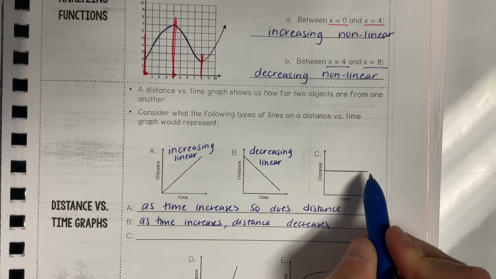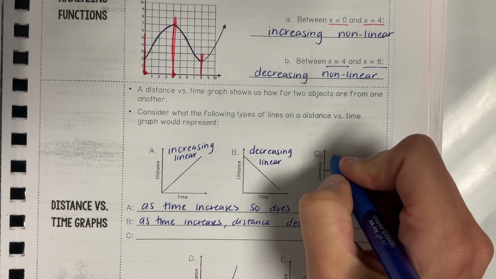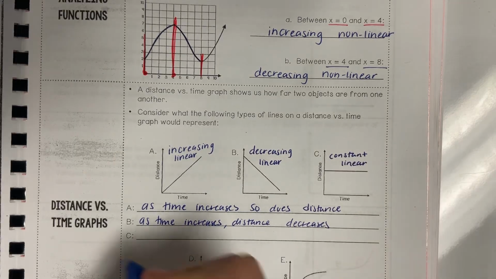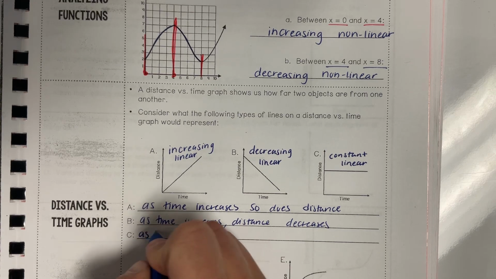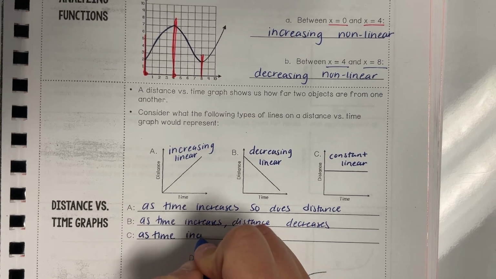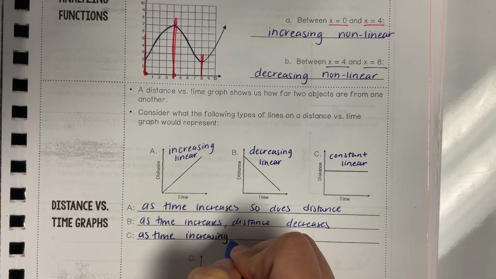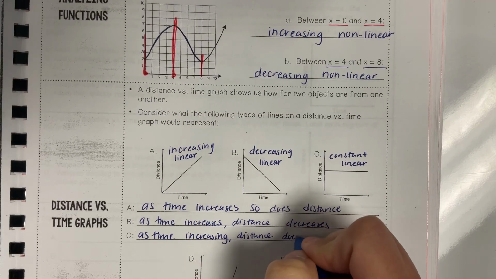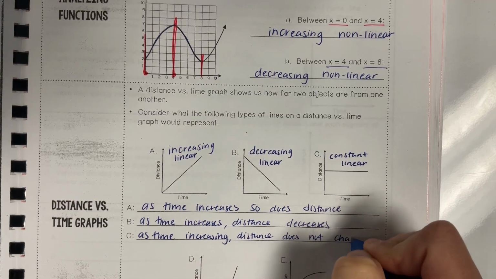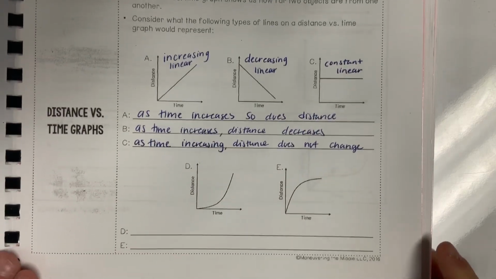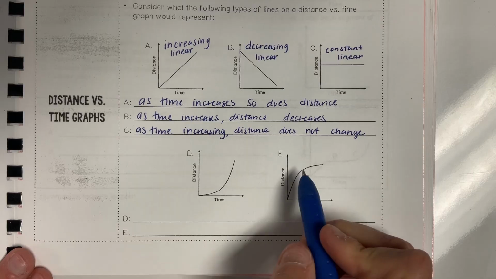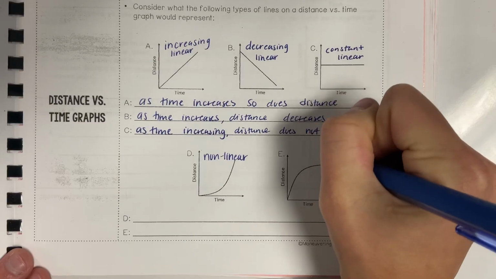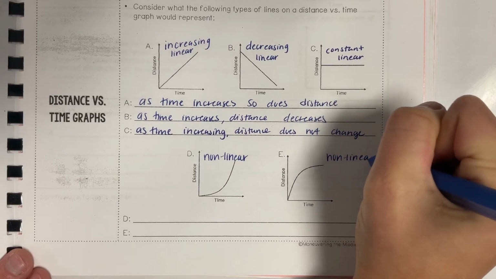Letter C is linear as it is a straight line, but it is not increasing or decreasing. It is constant. So as time is increasing, the distance is not changing. Letter D and E are both nonlinear graphs. Nonlinear means that they are changing speeds.